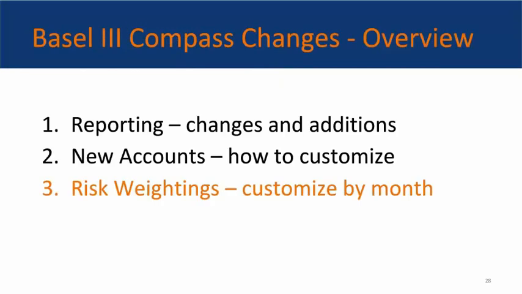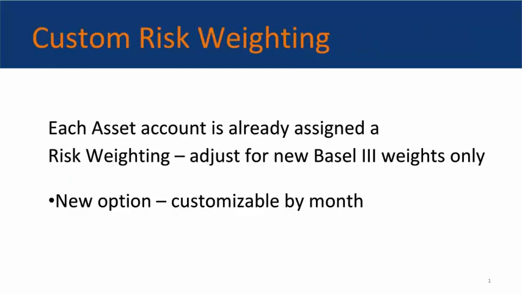Let's talk about the last item on our agenda today, additional features now available to customize risk weights. Your Compass plan already contains risk weights for all the asset categories. However, Basel III changed risk weights on certain balance sheet and off-balance sheet exposures. Some of them exceed 100%, and some of them may be different than before.